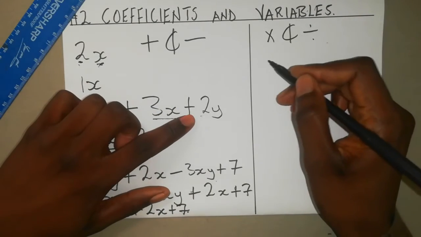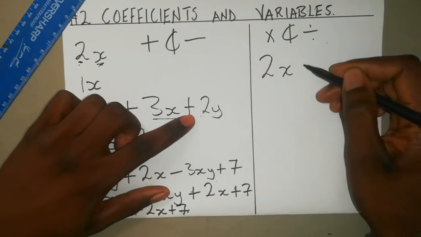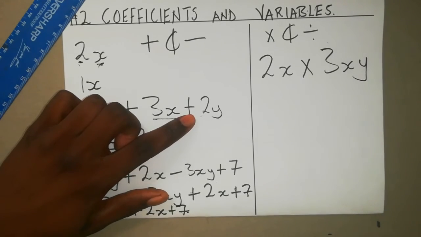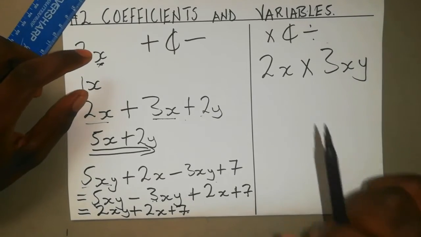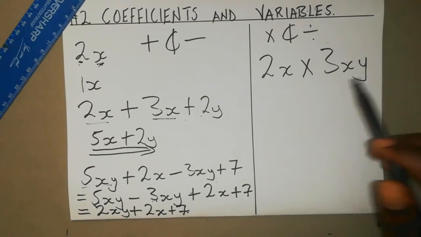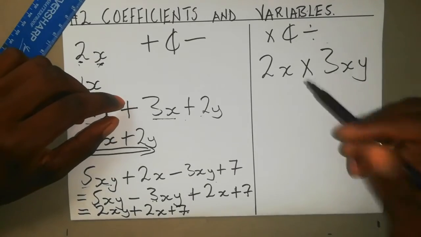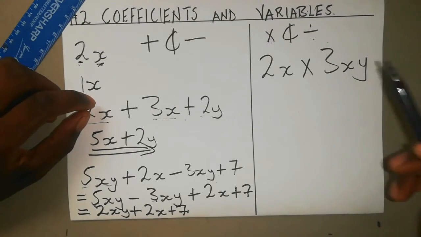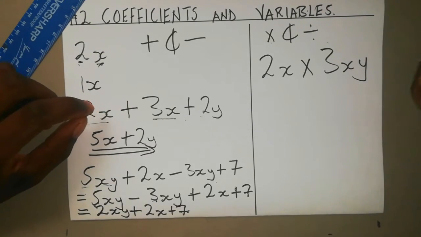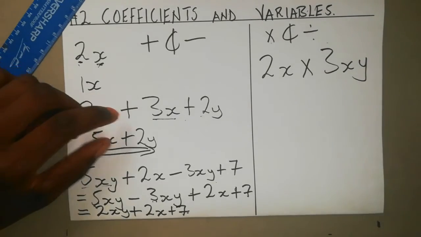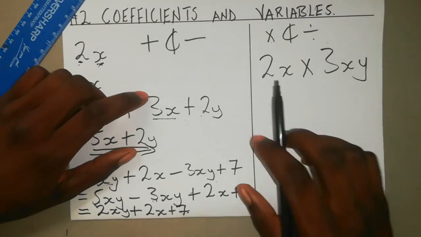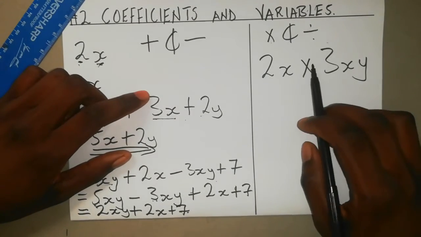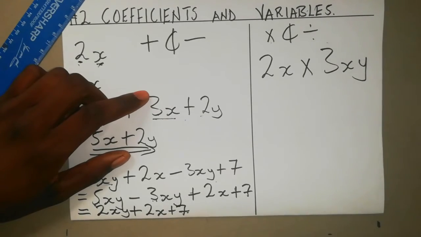So the first example is 2x times 3xy. The first thing you're supposed to understand, if you are multiplying here, we're now involving powers, because multiplication and division deal with either the accumulation of powers or the decreasing of powers. At this stage, you are supposed to understand that any number or any variable on its own is already to the power 1. But now if we are multiplying, it means we are increasing those powers.